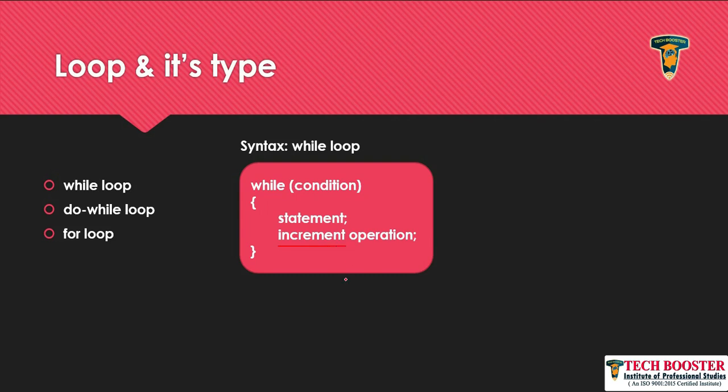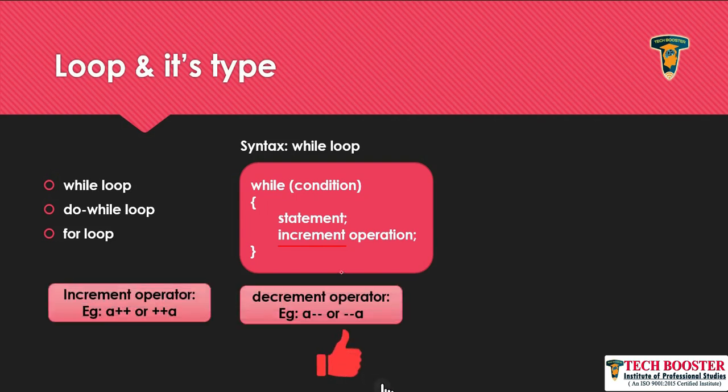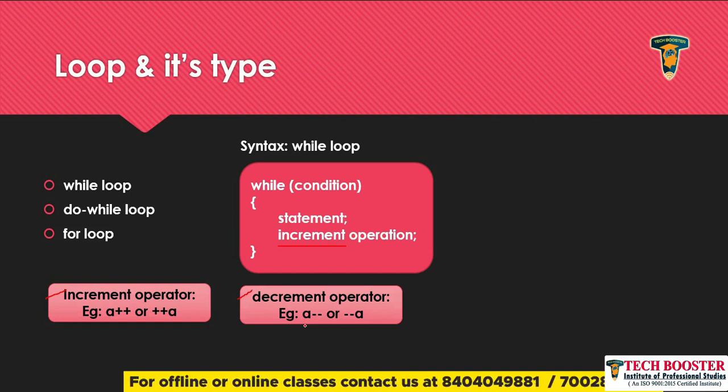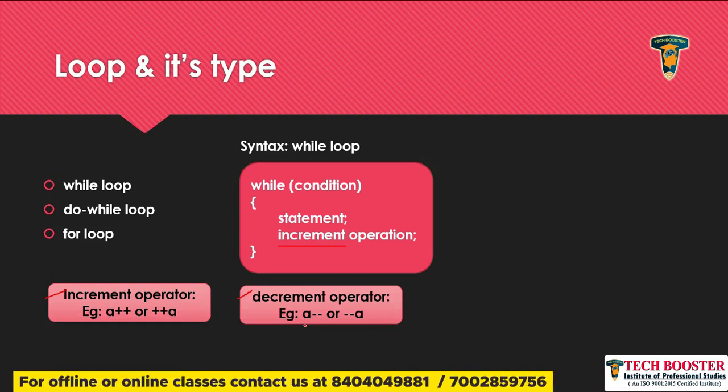Now what do we mean by increment operation or decrement operation? So here you can see this is my increment operation and this is my decrement operation. I have an example here. The example is a++, or in case of my decrement operator I have a--. So a++ is nothing but a equals to a plus 1, which will increment my value of a by 1. Similarly, a-- is nothing but a equals to a minus 1, which will decrement my value by 1. So this is our increment operator and decrement operator.